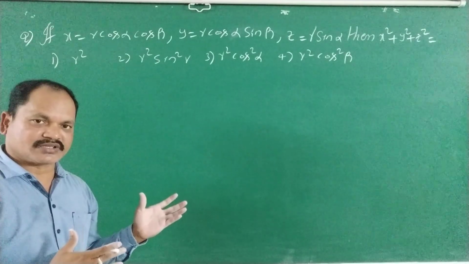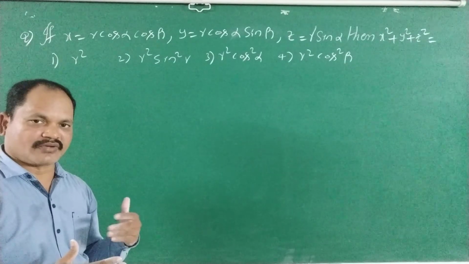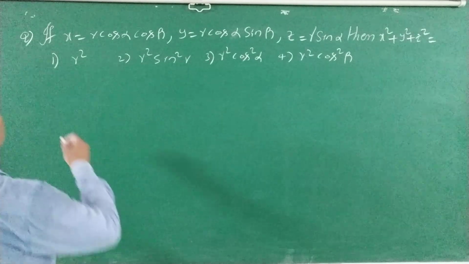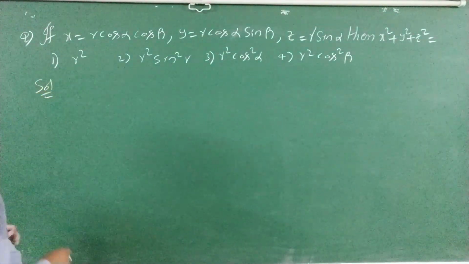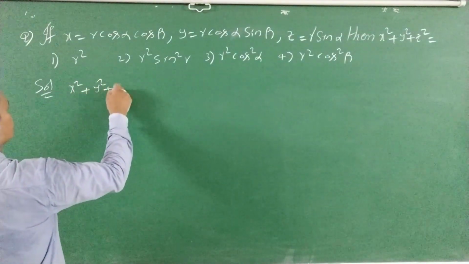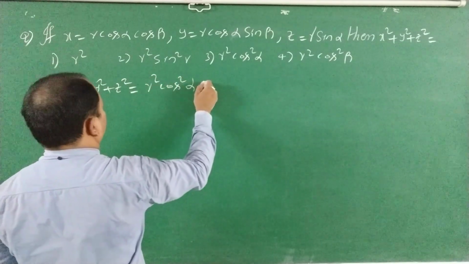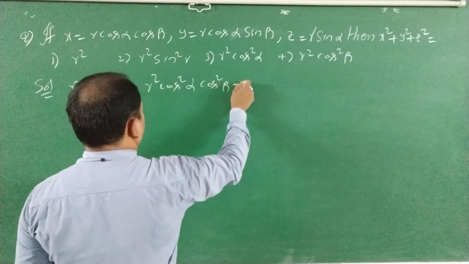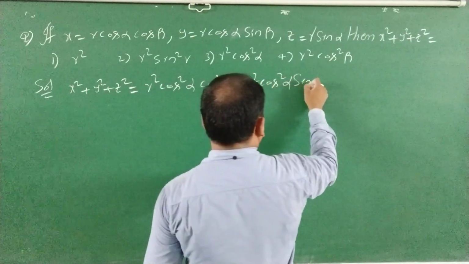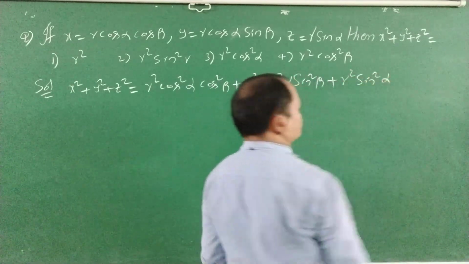From this question we have to eliminate the angles alpha and beta. So, solution for this question. What we have to find is x square plus y square plus z square. Now x square is r square cos square alpha cos square beta, plus y square is r square cos square alpha sin square beta, plus z square is r square sin square alpha.